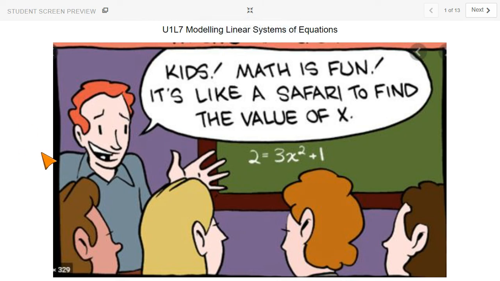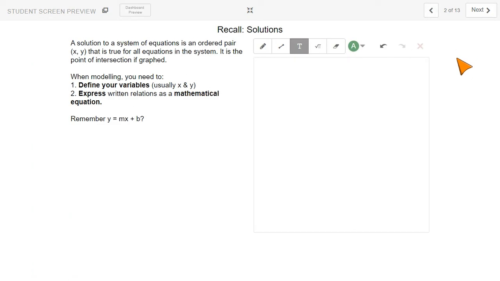Unit 1, Lesson 7, Modeling Linear Systems of Equations. Let's recall solutions. We've talked about solving for solutions, and we have three different ways to solve. Using a graph, we could use the method of substitution or elimination.